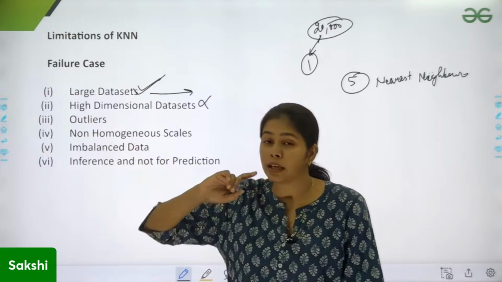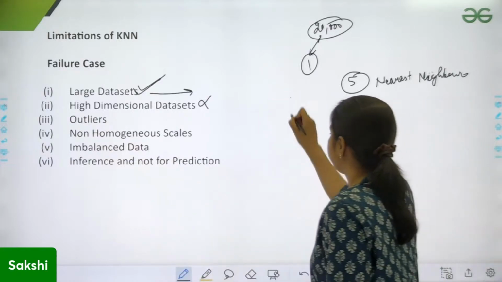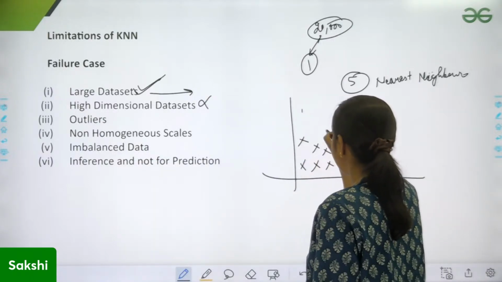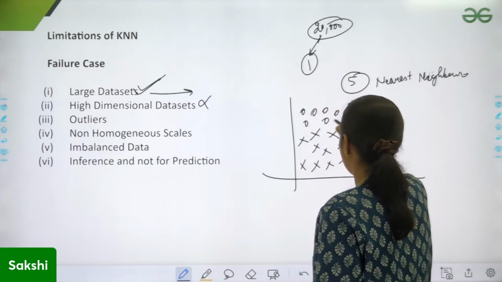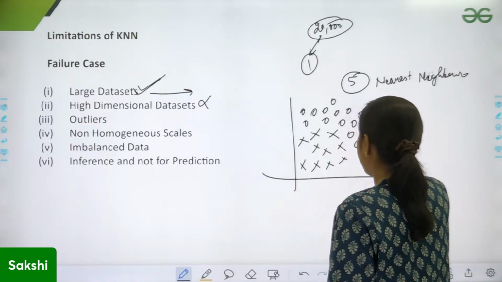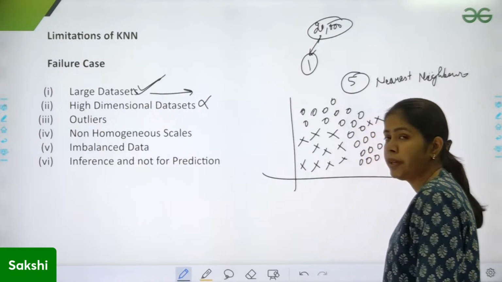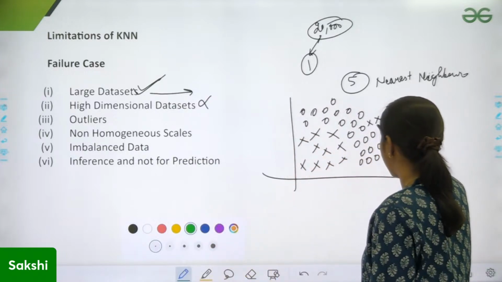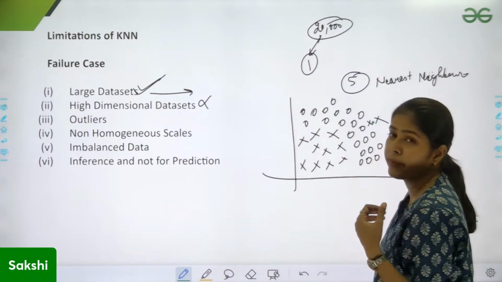The next point: if we have outliers in my data set, then KNN does not work. Why? Let's see. Let's suppose we have this data set, and I have an outlier here, marked with a cross. Now let's suppose I am taking the value of k as 3, and I have one point here, this one. I want to classify this point.